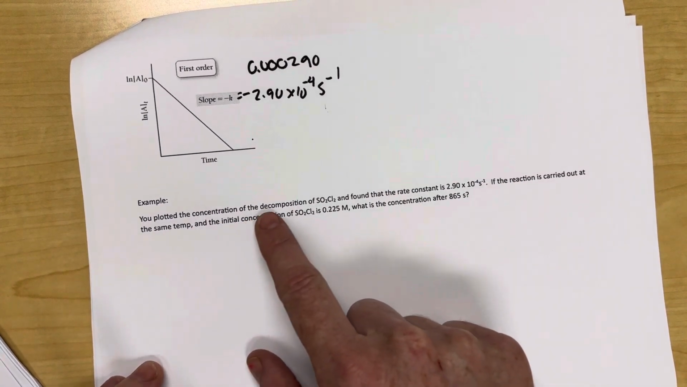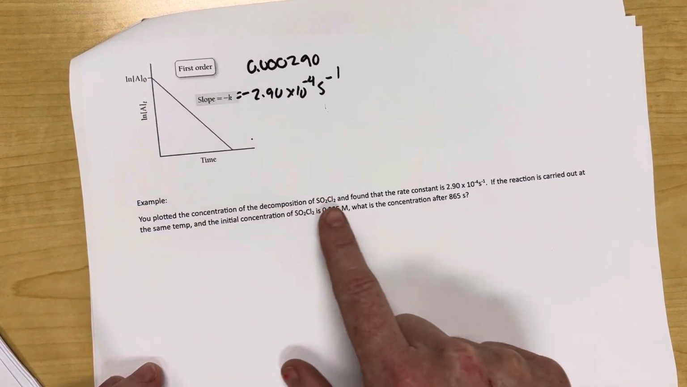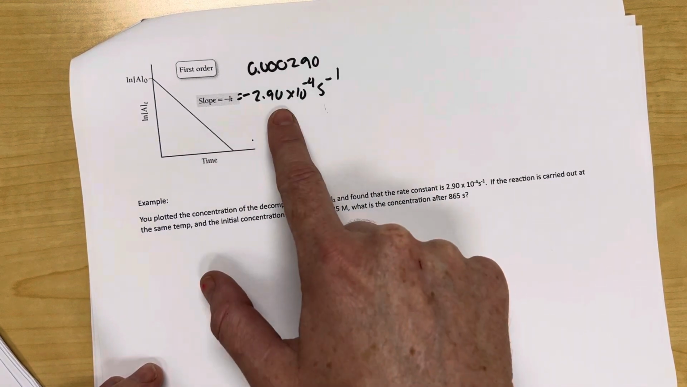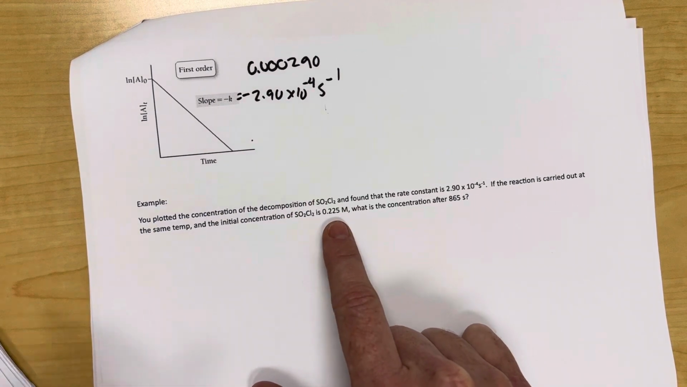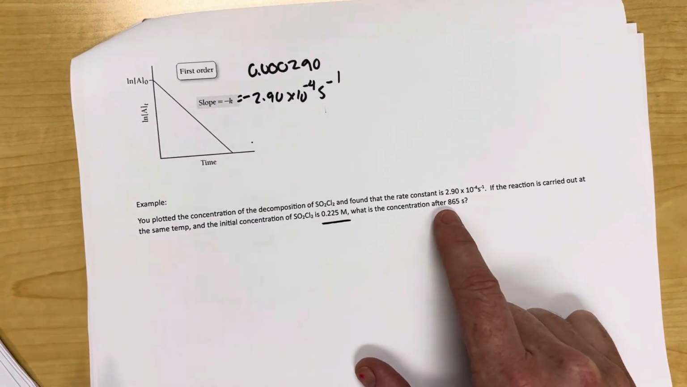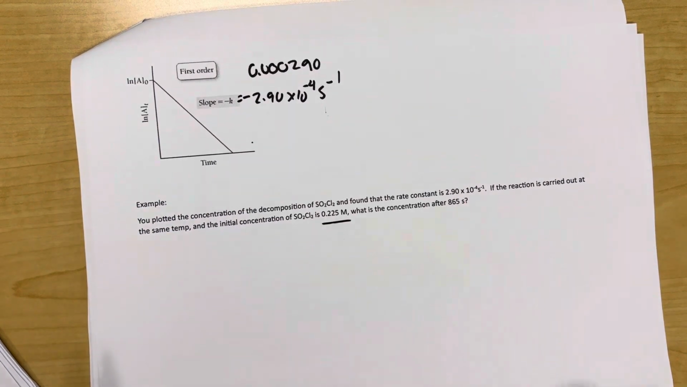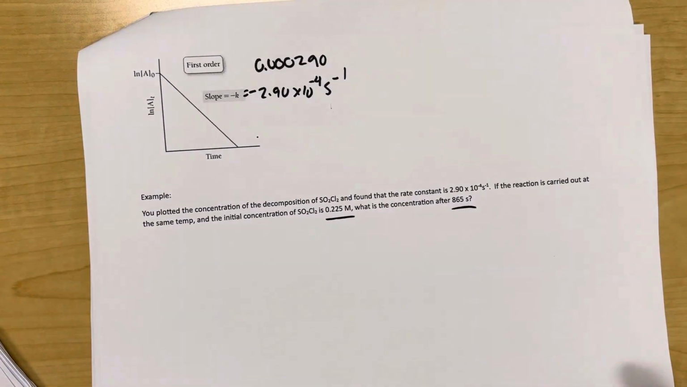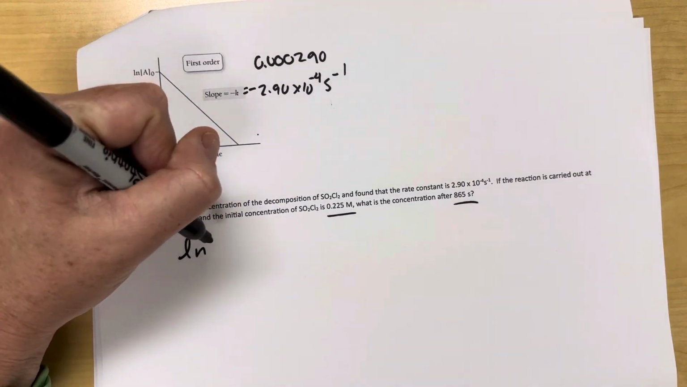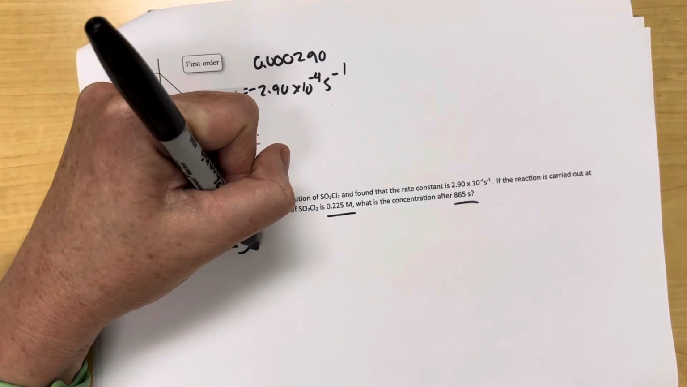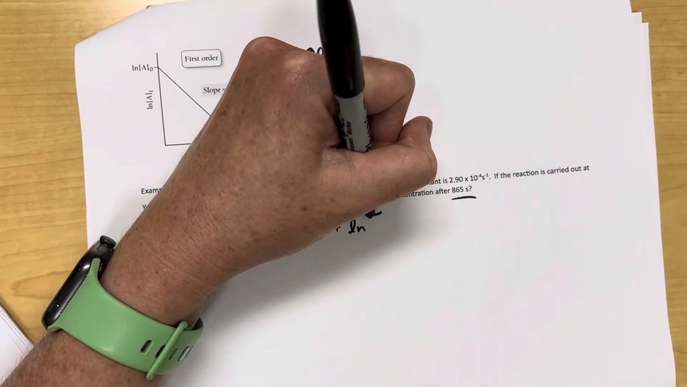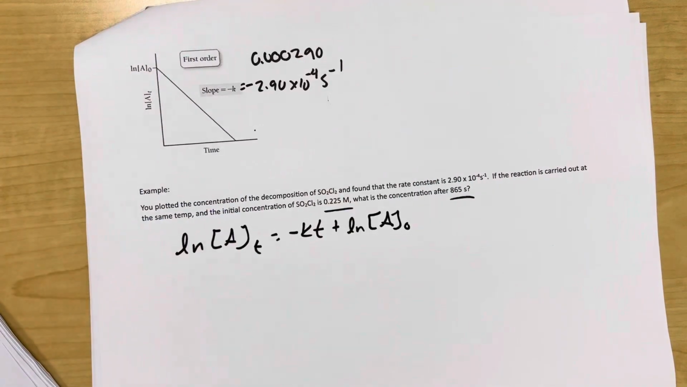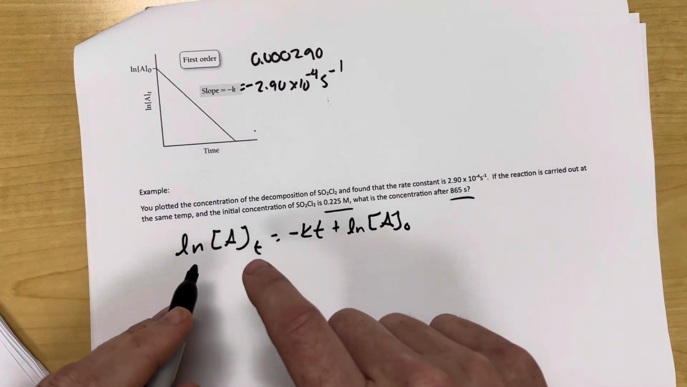All right, so it says you plotted the decomposition of SO2Cl2, and you found that its rate constant was this. It said if the reaction is carried out at the same temperature and the initial concentration is 0.225, what is the concentration after 865 seconds? All right, so we've got this first order rate law. We know it's ln of A at a particular time equals negative kt plus ln of A naught, which means initial.